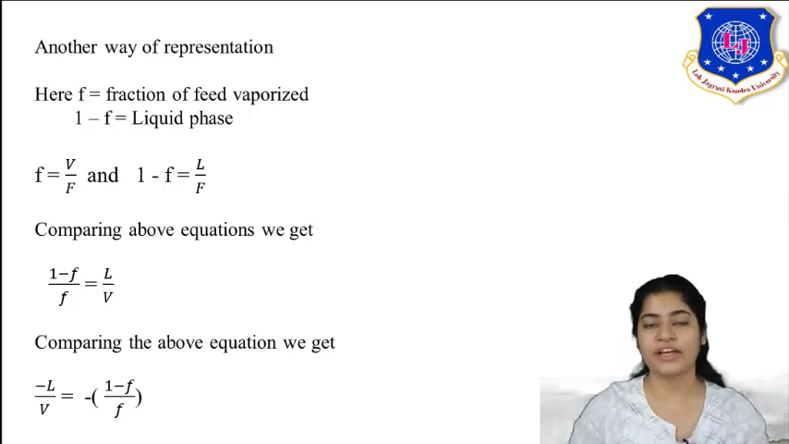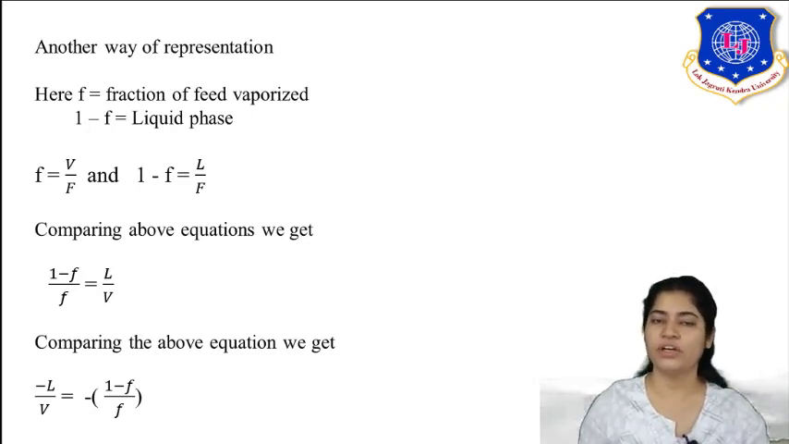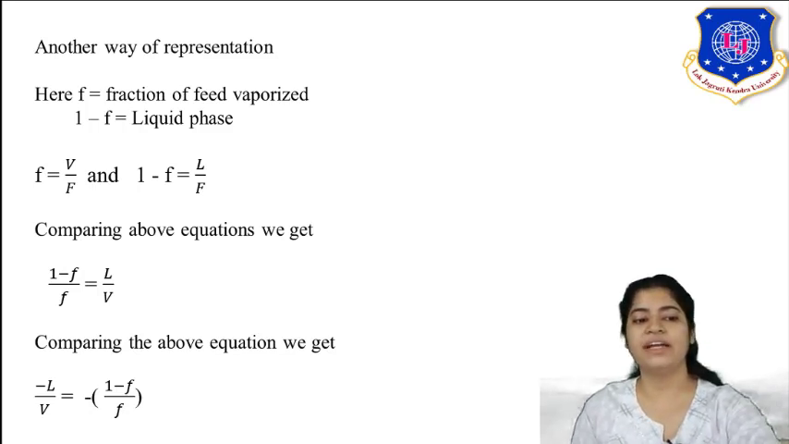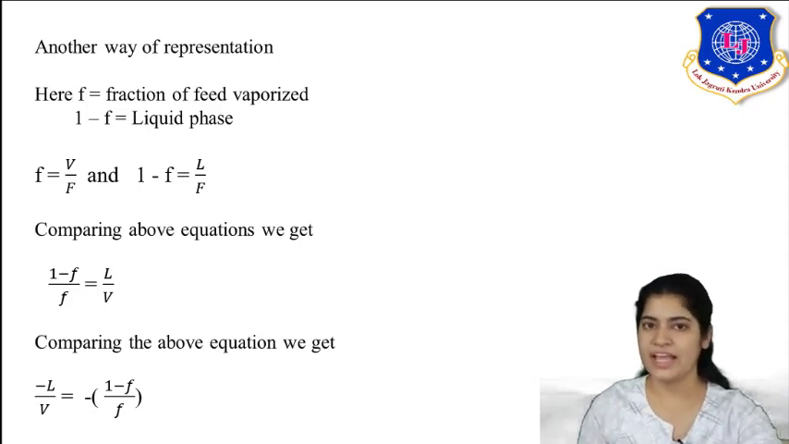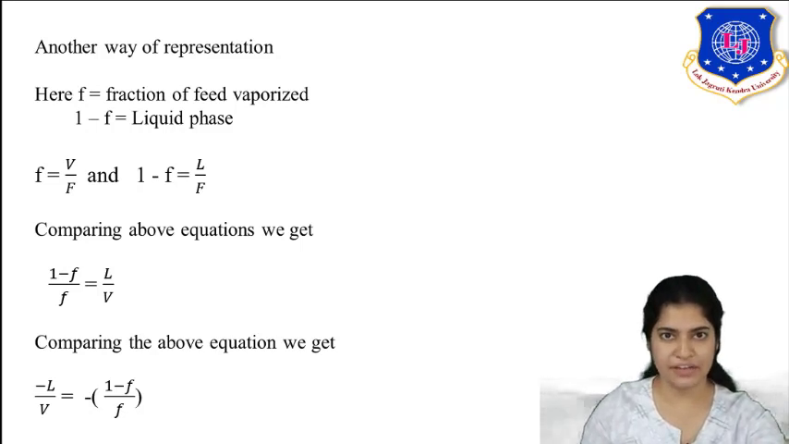So I can represent f as V upon F. F is what? Fraction of feed vaporized. It means vapor produced upon total feed. So 1 minus f is what? Remaining liquid. So liquid remaining upon feed, that is liquid phase which is remaining. Now comparing both equations, what I am doing, I am dividing 1 minus f upon f. So I will get what? L by V. Hence I can write my L by V as 1 minus f upon f.